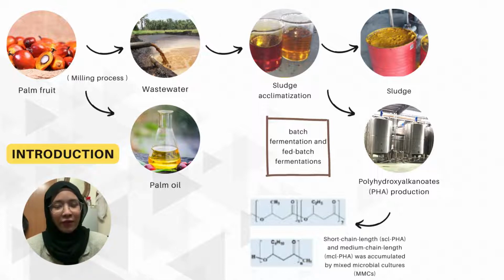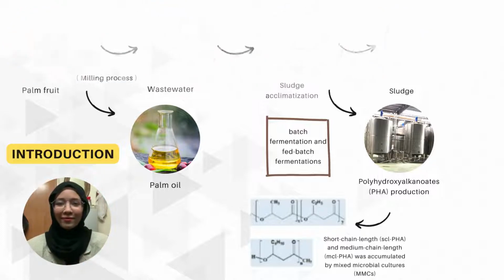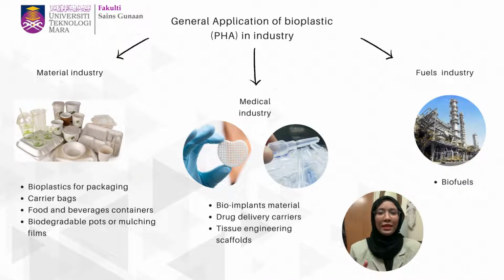Well, at the mill, palm fruit undergoes a milling process in order to separate the functional components and the excess wastewater. Palm oil is extracted from the milling process and the wastewater goes through sludge acclimatization to produce activated sludge. The PHA production was carried out initially in the bioreactor by batch and fed-batch fermentation. This is to increase the PHA productivity level, and the culture must be in high density for large-scale production. These technologies will help cities in managing waste in a more sustainable and cost-efficient way.